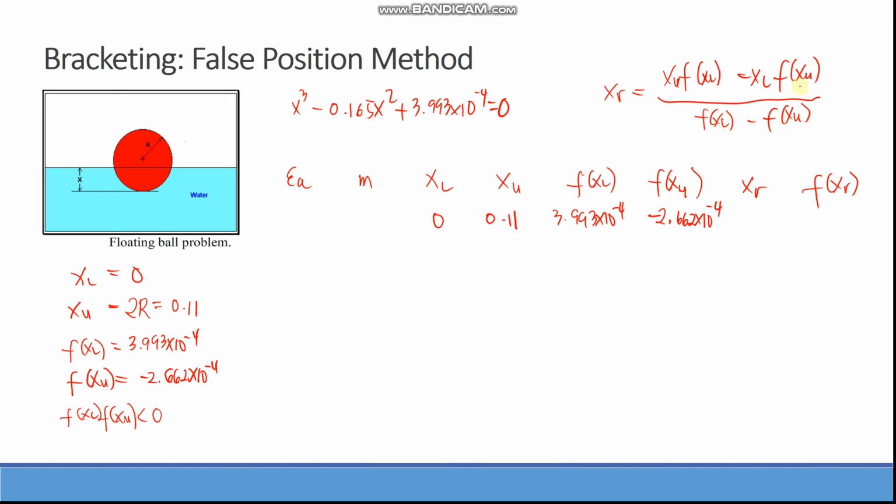So from there we can get 0.066, and then the f of xr is negative 3.1944 times 10 to the negative 5. Now if we compare the functions of the lower and upper guess with the function of the approximated root, our lower guess will remain as is at 0, but the upper guess will be the 0.066. So let's write this down.